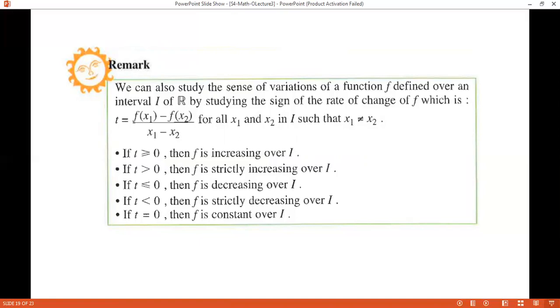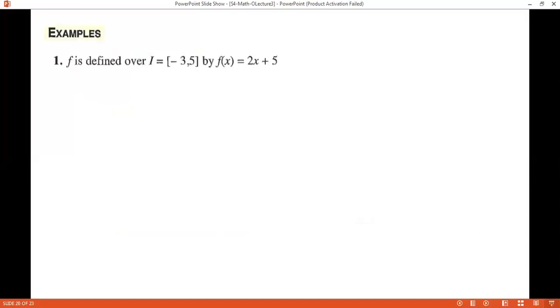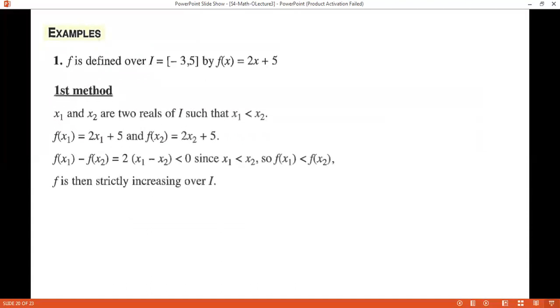I'm going to take an example, and I'm going to solve it in two different methods, okay? And that would be the last thing I'm going to talk about in this lecture. So we are going to take the first function, which is f of x equals 2x plus 5. I need to know if it's increasing or decreasing. So I should take two values, x1 and x2. So the first method, I'm going to take x1 and x2 such that x1 is less than x2. I'm going to replace x1 and x2 in the function. So I would get 2x1 plus 5, 2x2 plus 5. And now I'm going to subtract them.